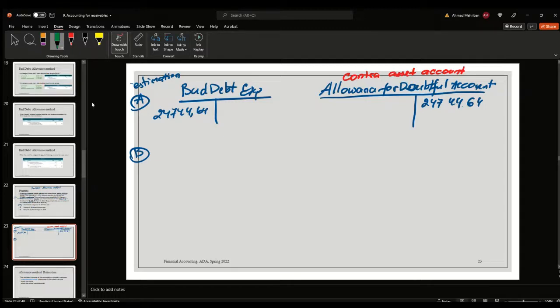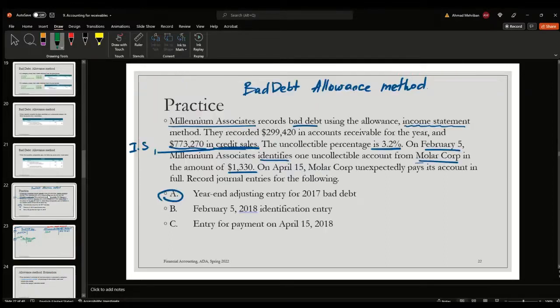The allowance for doubtful accounts will be reduced through the debit side, 1,330, and accounts receivable, which already is supposed to have some kind of balance because there are receivables, will be reduced through the credit side, 1,330. This is very simple. This is just the write-off. So with the green color, we write off the bad debt, so it's no more in our books. So that was B. And let's move on to C.